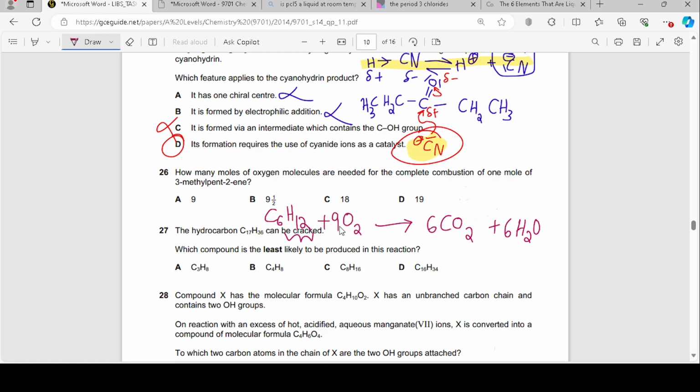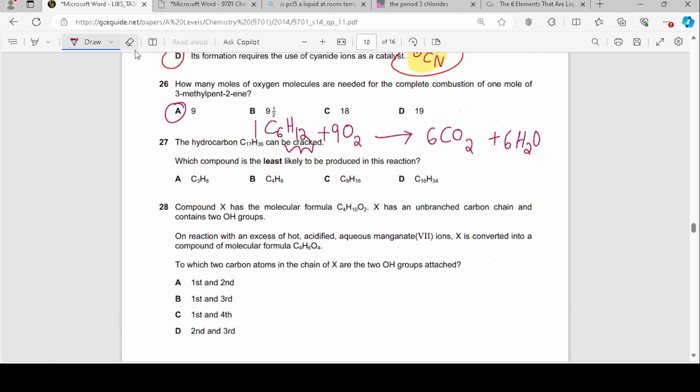Therefore, how many moles of oxygen molecules are needed for the complete combustion of 1 mole of 3-methyl-1-pent-2-ene? That should be 9, if I did not count wrong, which I hopefully did not. But anyways, let's go to the next question.